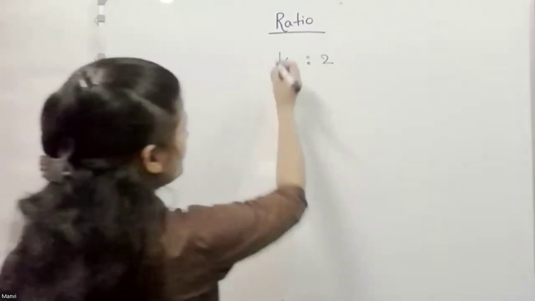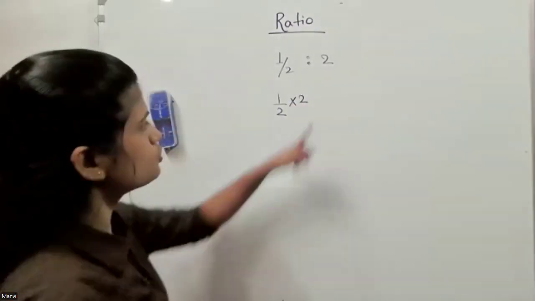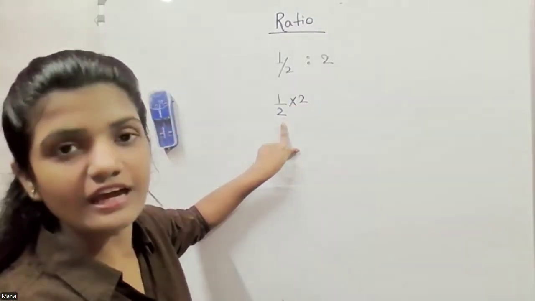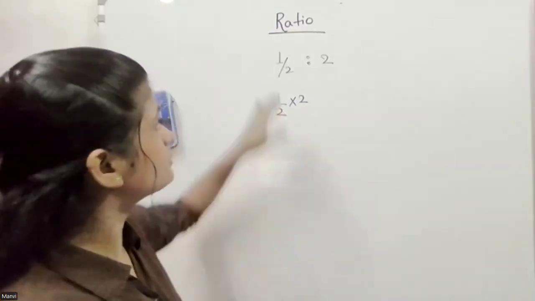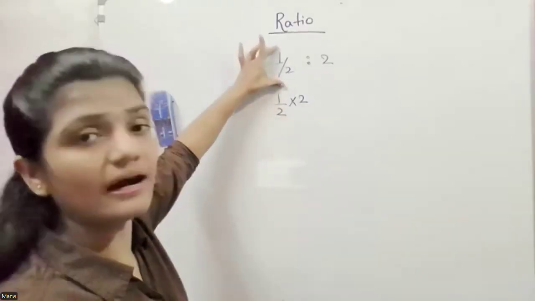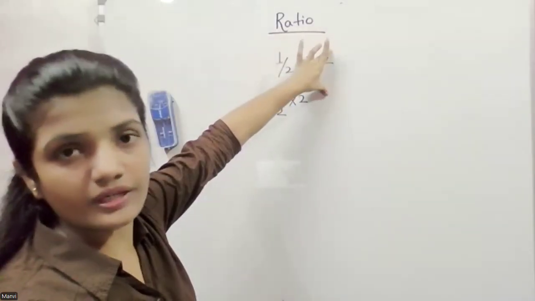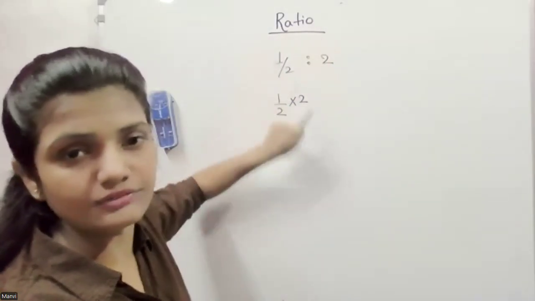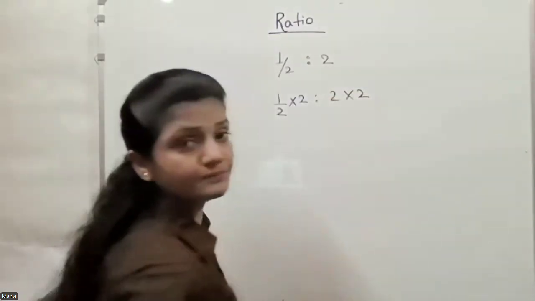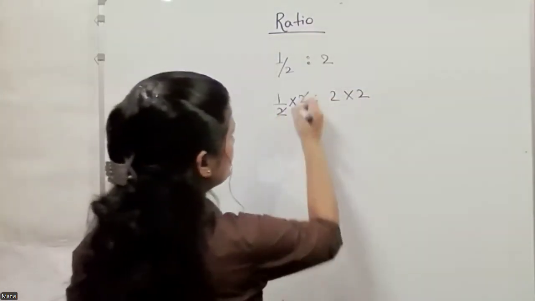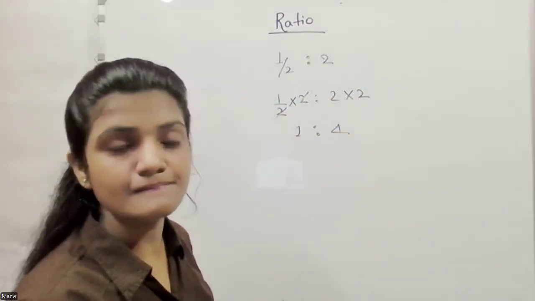If I multiply this half with 2, then this 2 and that 2 cancel out and we have 1 left. Whatever thing we do with one part, we must do the same thing with the second part as well. As we are multiplying this part with 2, we also need to multiply the other with 2. Now this will be 1 ratio 4, 1:4.